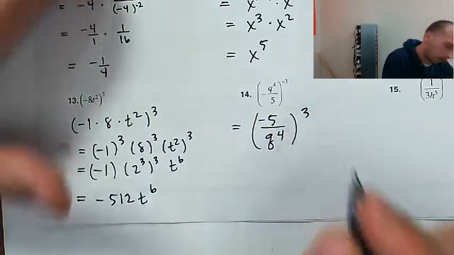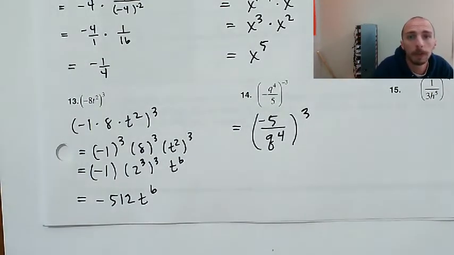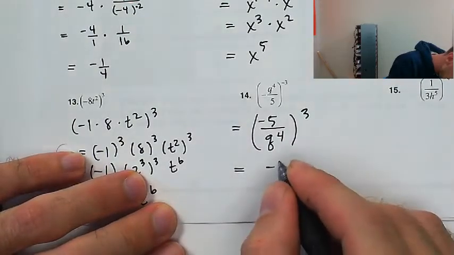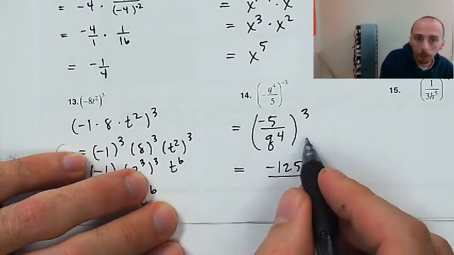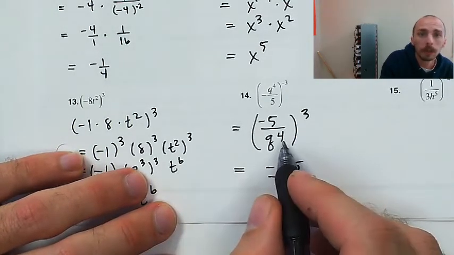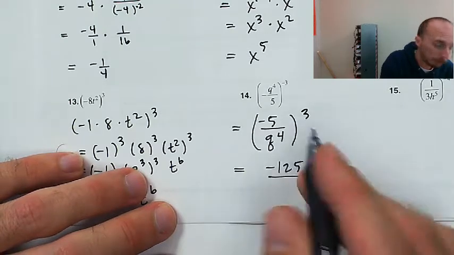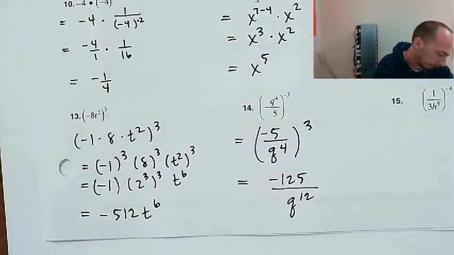I'm going to take that to the positive 3rd power. If I take negative 5 to the 3rd power, that would be negative 5 times negative 5 is positive 25. And I multiply by negative 5 again, I get negative 125. And then if I multiplied q to the 4 times q to the 4 times q to the 4 in the denominator, well, that would be 3 copies of q to the 4, or 12 total copies of q if you list them all out. So it would be negative 125 over q to the 12.